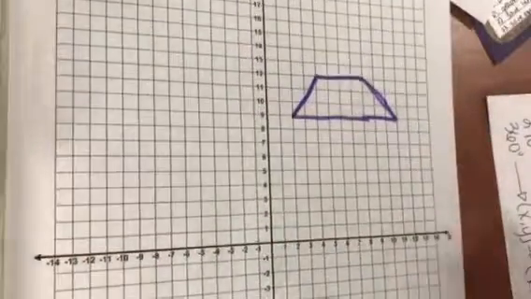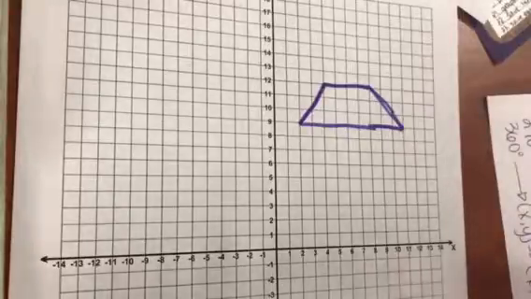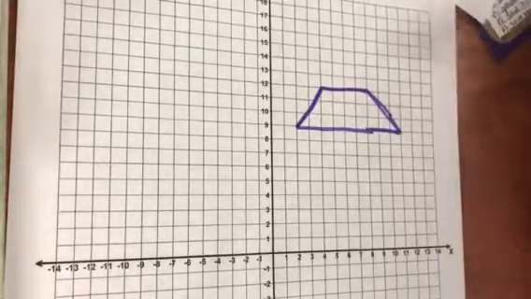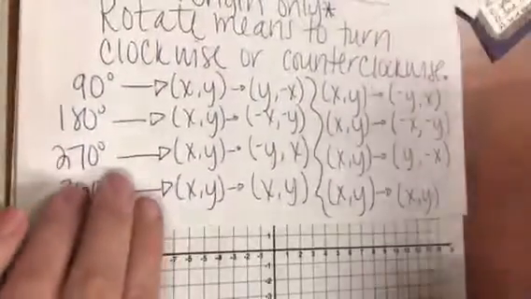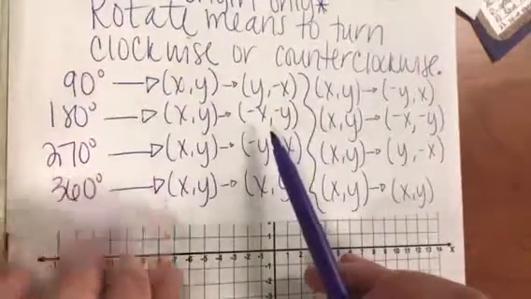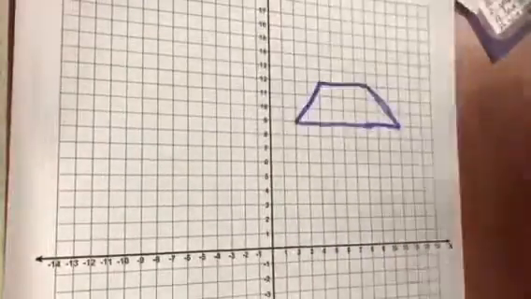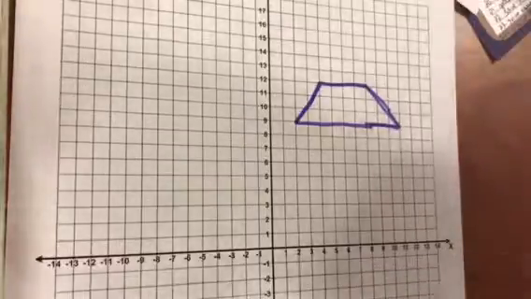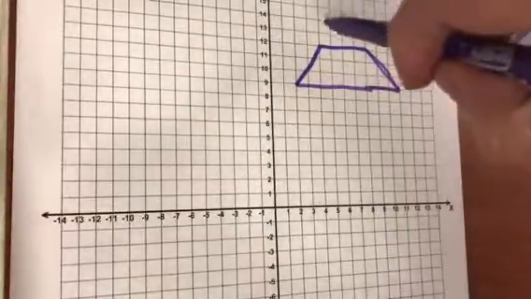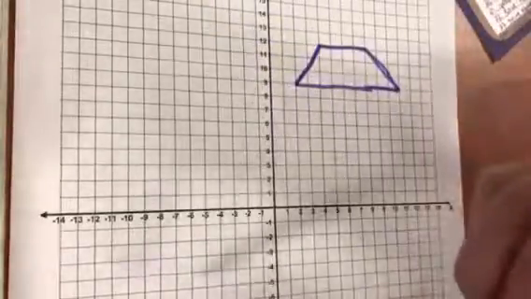We've got our trapezoid here, and we're going to rotate it around the origin. It has to go around the origin. We're going to rotate it clockwise at 180 degrees. We know 90, 180, 270, 360 is all the way around. So if I'm going 180 degrees, I'm making two turns here.